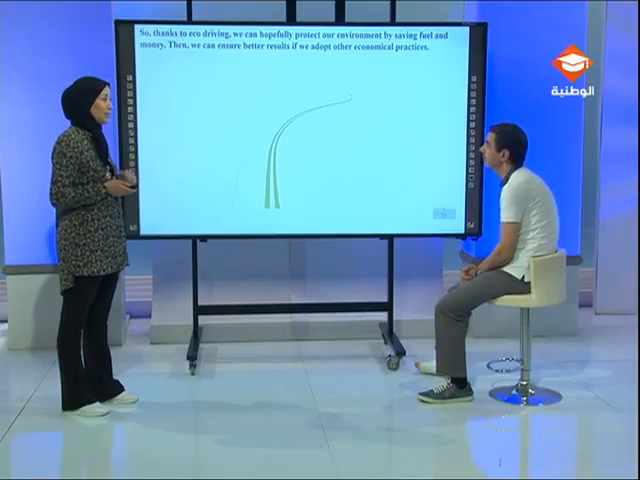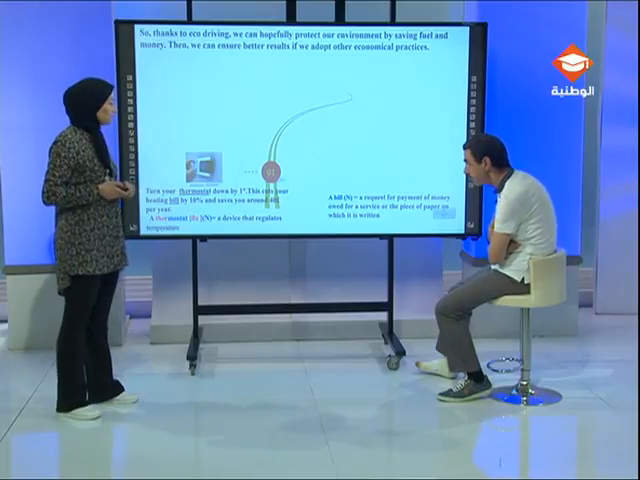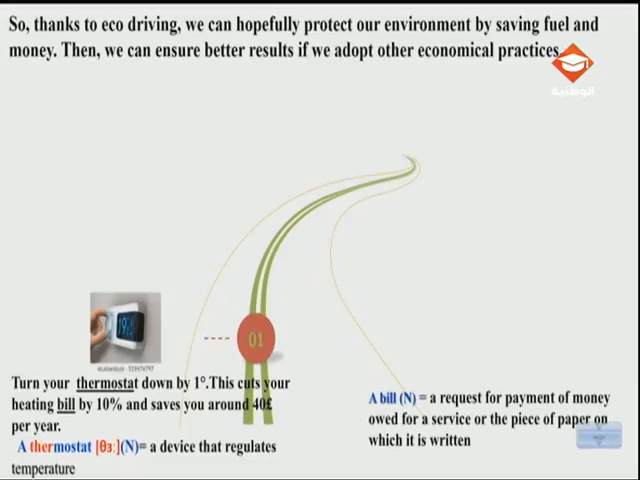Okay, let's discover. So, the first one, could you read, please? Yes. Turn your thermostat down by 1 degree. This cuts your heating bill by 10% and saves you around £40 per year. So it's just 1 degree, but it saves a lot of money. I can see the picture. Yes, you can see the picture. A thermostat is a device that regulates temperature. I see. So many devices are equipped with a thermostat. So just 1 degree can save a lot and it cuts the bill.